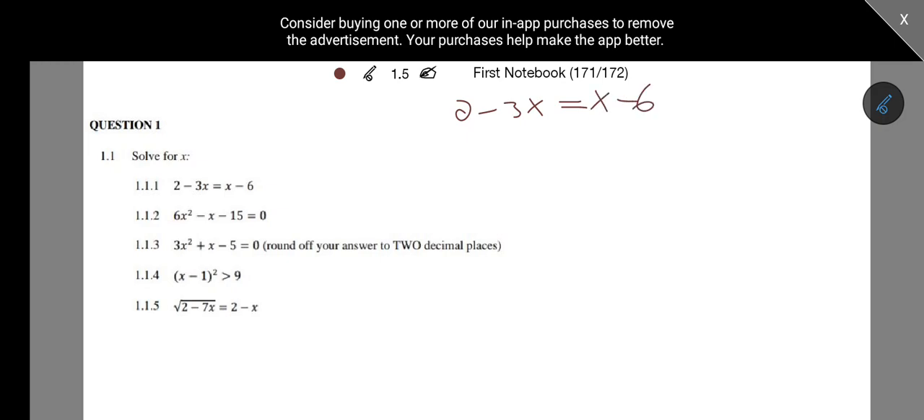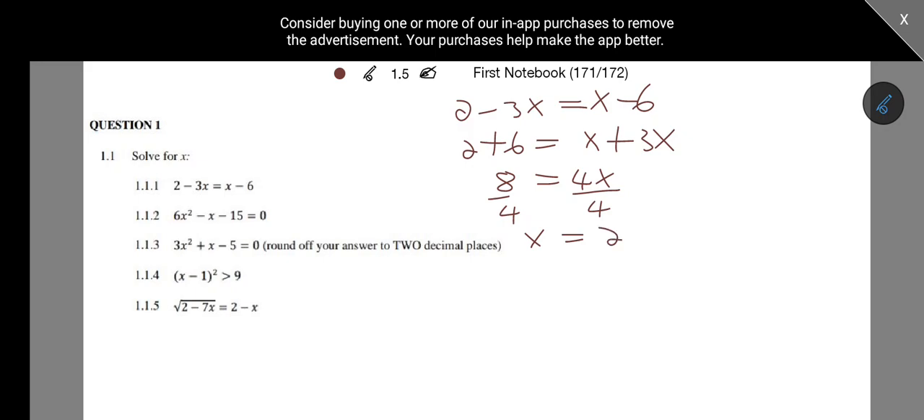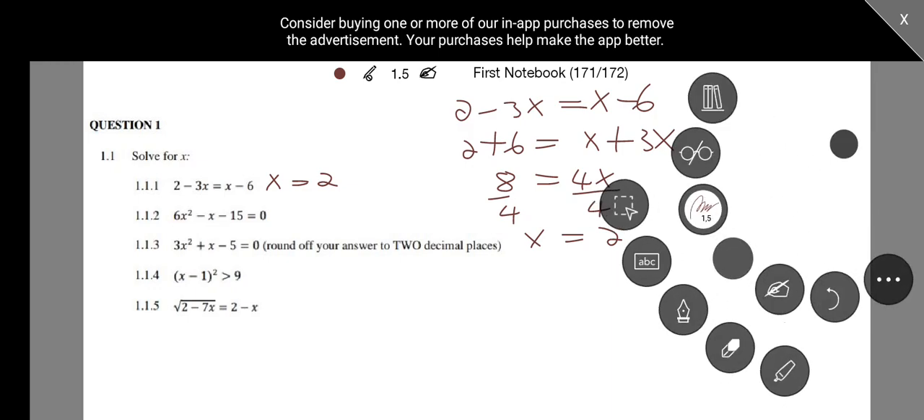So what you have to do here is to group like terms, right? 2 plus 6 is equal to x plus 3x. So 2 plus 6 is equal to 8, and x plus 3x is equal to 4x. Dividing both sides by 4, we get x is equal to 2. And that is the answer for the first one. x is equal to 2. So let us do the second one.